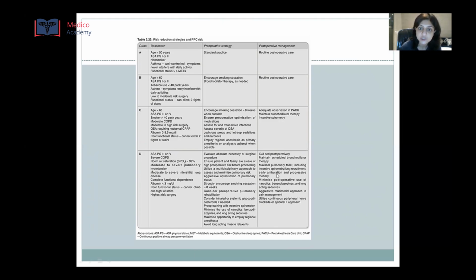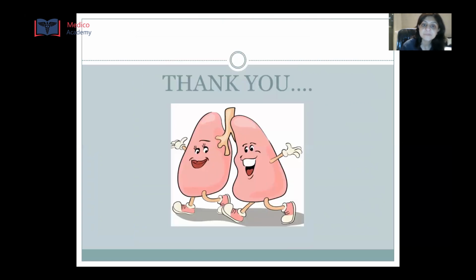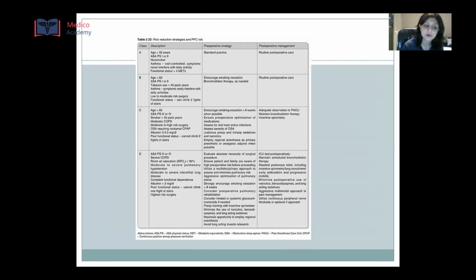We need to maintain scheduled bronchodilator therapy, minimize the postoperative use of narcotics, and use an aggressive multimodal approach for pain management, and we may have to utilize continuous peripheral nerve blockade. So it depends on what category the patient is in, his functional status, and his comorbidities, and how our preoperative strategy and postoperative management differ. We need to know this. So this is the take-home message for you all. And thank you so much for your patient listening.